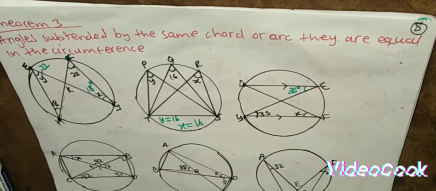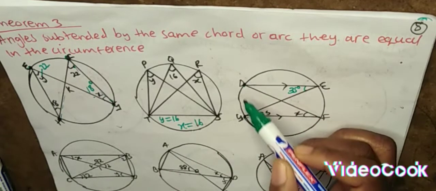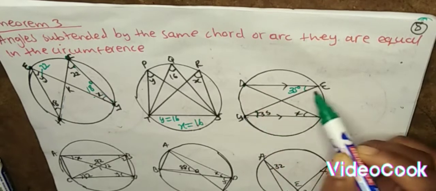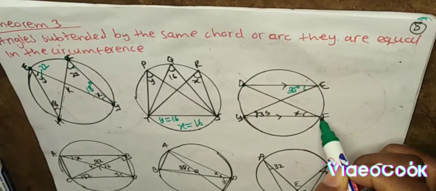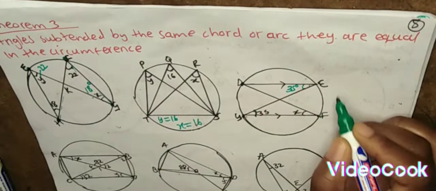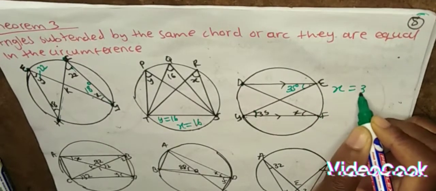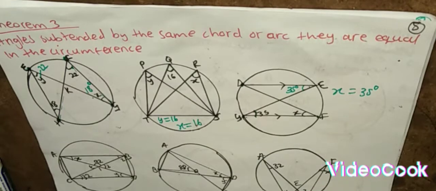If I'm on arc DG there, the angle that I form at the circumference is 35 degrees at E, and it's also x degrees at F. These two angles are equal. So in other terms, our x is equal to 35 degrees.